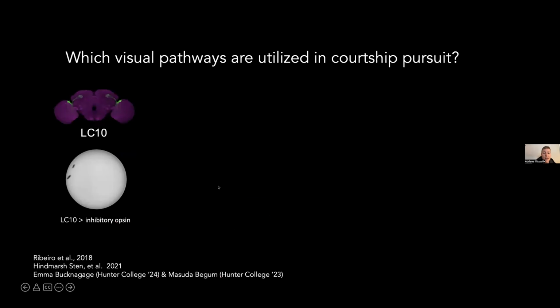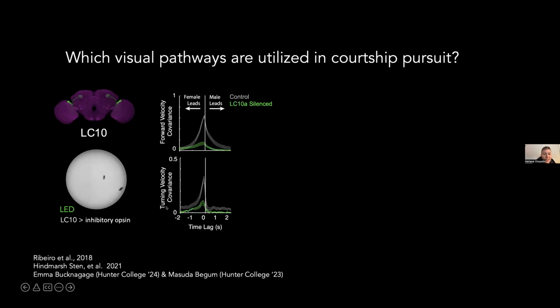So when I began my time in the Ruta lab, previous work had shown that there was a particular set of visual projection neurons, these LC10 neurons, that are small object detectors, and that when we silence these, the male is actually unable to track the female counterpart. So we see here that the male is pursuing the female, and when an LED turns on, these neurons are going to be silenced right now, and you'll see that he's no longer able to track the female.